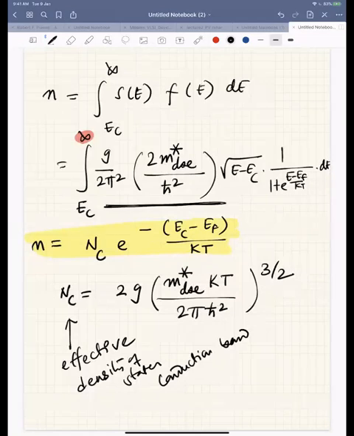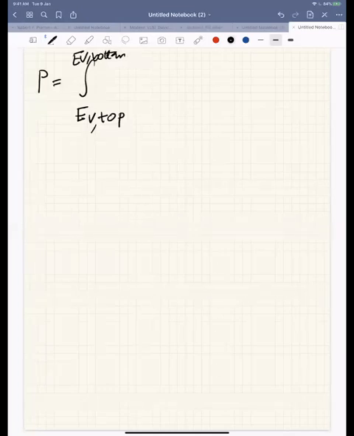Similarly, you could find the hole concentration. To find the concentration of holes, you have to take the integral from the top of the valence band to the bottom of the valence band, right? Or we could also do it the other way. This is fine.